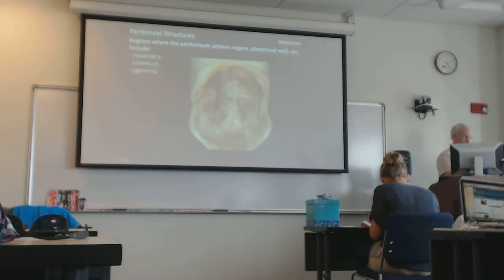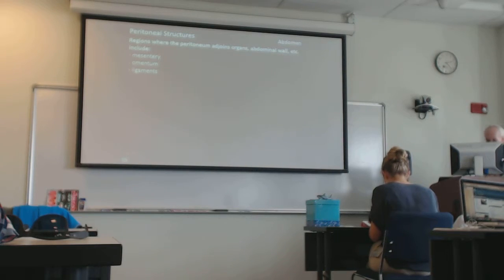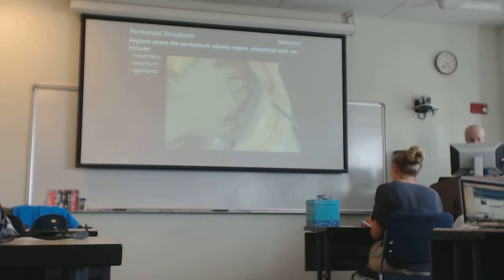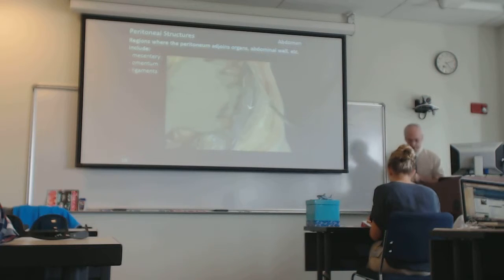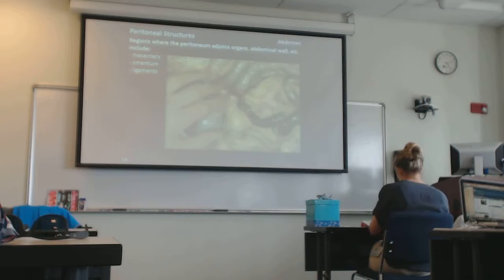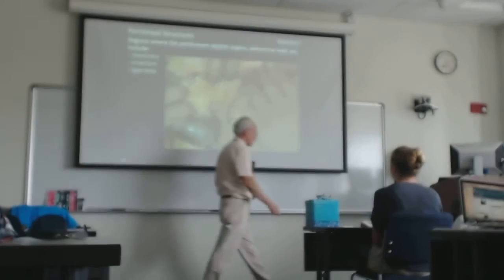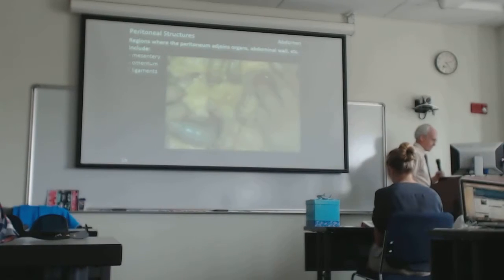So let's talk a little bit about some of these structures. The surfaces of the organs that lie within the abdominal cavity are also covered with a continuous layer of peritoneum. The visceral layer of peritoneum that covers the organs is continuous with the parietal layer that lines the cavity. The space between adjoining peritoneal surfaces is normally occupied by just a trace of serous fluid.